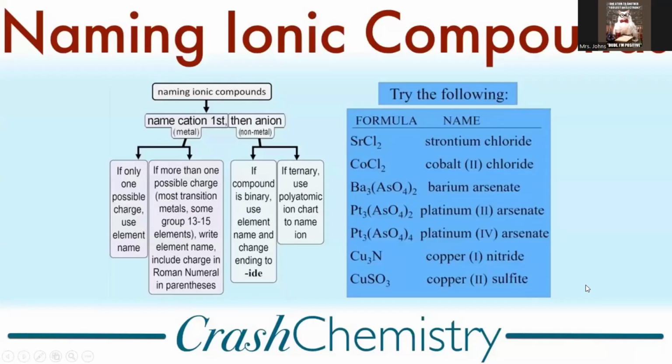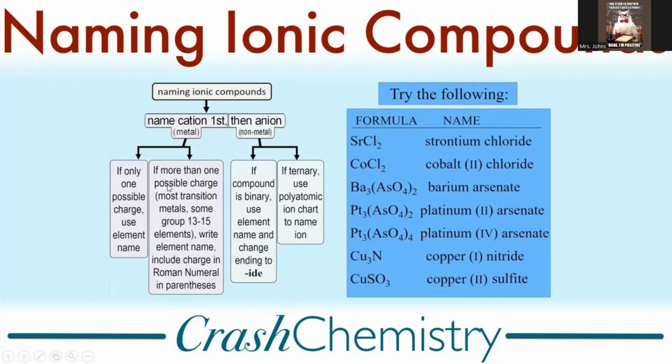All right, so you'll understand better what I just said now. This is the formula for naming ionic compounds. So if there's only one possible charge, use the element name. The cation goes first, and then the anion. So this is the metal side. If it only has one possible charge, use the element name.